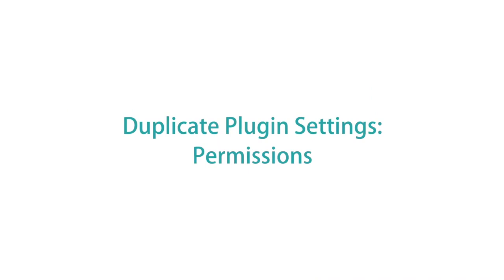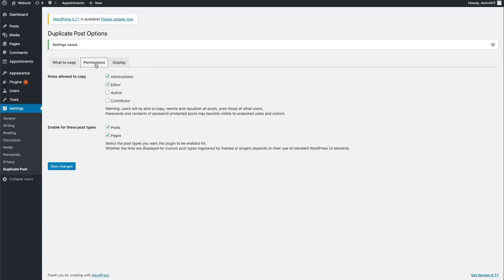And then the third setting that you'll want to adjust is the permissions. We'll go ahead and click the Permissions tab. This will only apply to you if you have multiple people that access your site. Choose the Permissions tab, and in the Roles Allowed to Copy section, you'll see all of the roles available, and you can click which roles you want to be able to use this plugin. We'll go ahead and click Author here again, and click Save Changes.